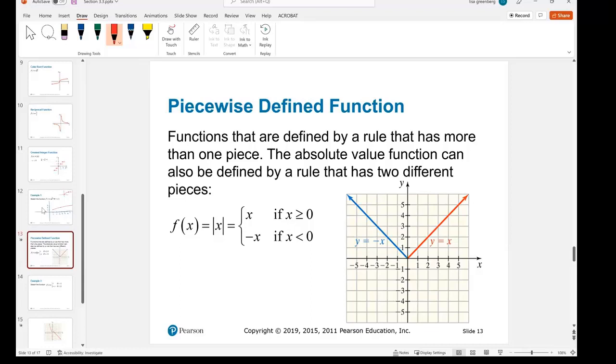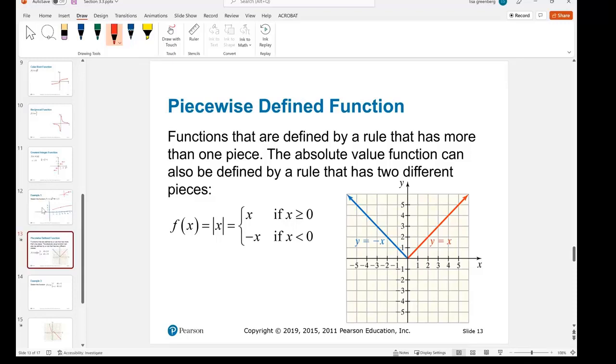Piecewise functions are functions that have more than one piece, or they're defined by more than one rule. So here we say functions that are defined by a rule that has more than one piece, okay? The absolute value function can be defined by a rule that has two different pieces.